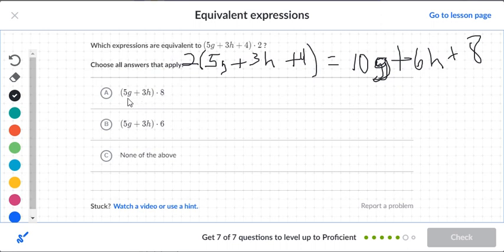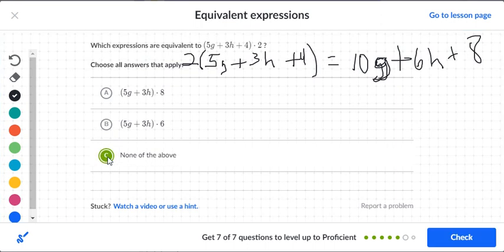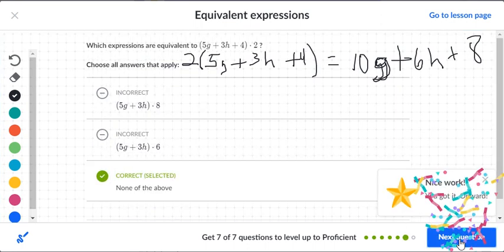Notice this is 5g. We're actually going to end up multiplying this through, so that's 40, that's 24, nope, and it's not even 3 terms there. Same thing with this. There's not even 3 terms here. So this would definitely be none of the above.